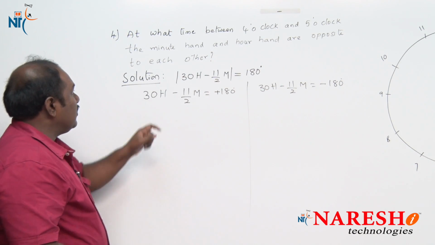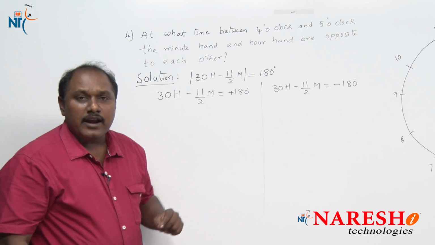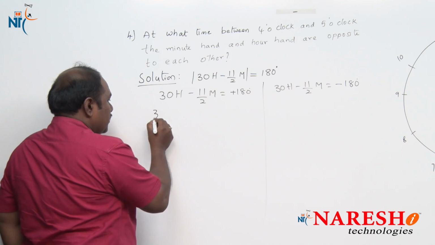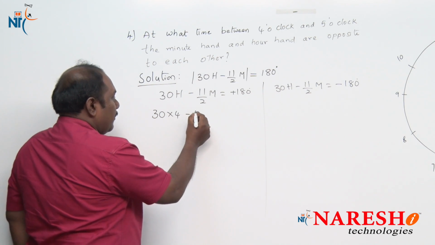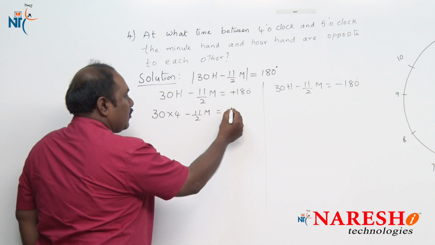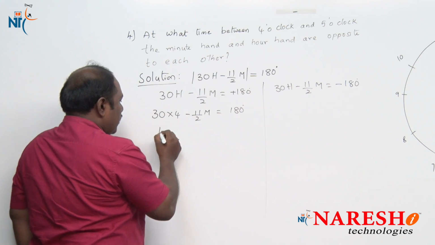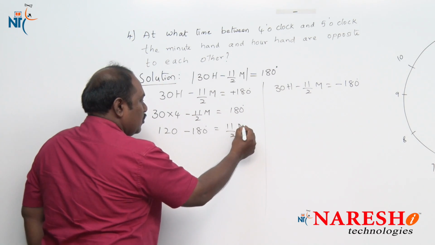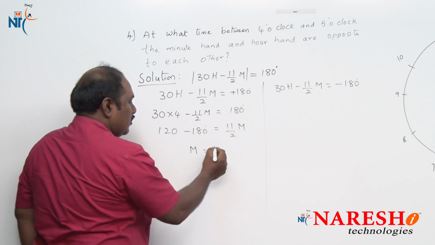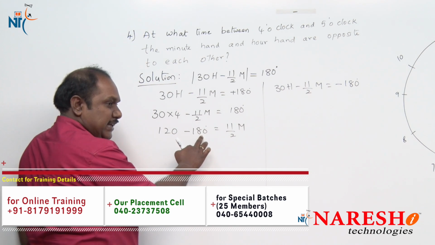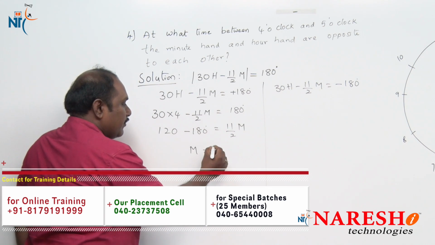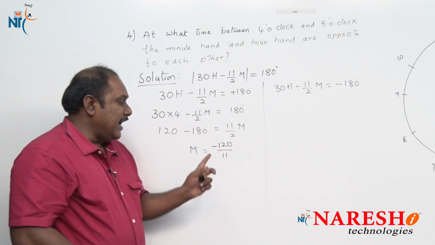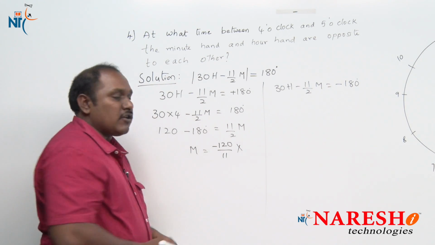Now let us try to solve this problem. Because the time is in between 4 o'clock and 5 o'clock, the value of h should be taken as 4. So 30 into 4 minus 11 by 2 m equal to 180. 120 minus 180 is equal to 11 by 2 m, or m is equal to minus 60 into 2, minus 120 by 11. But time can never be negative, so it's a wrong answer.